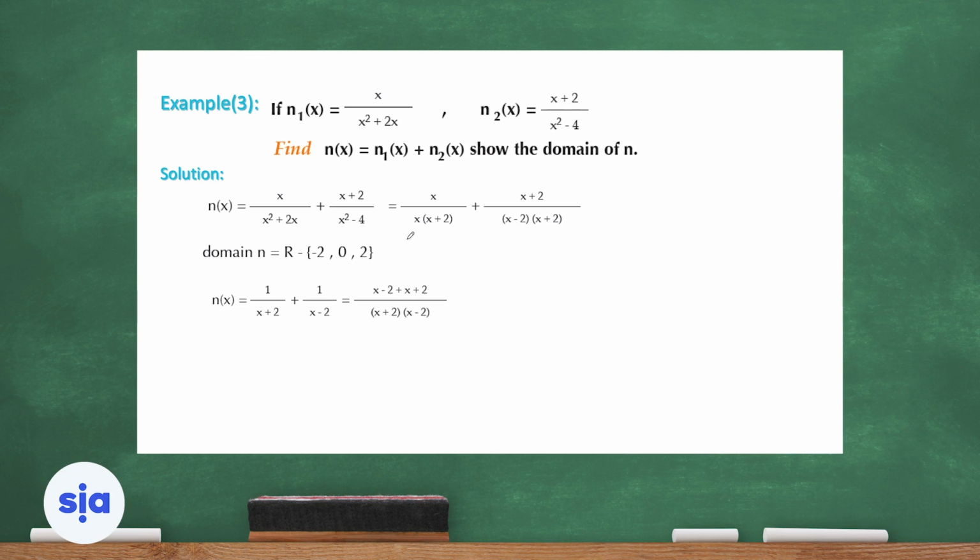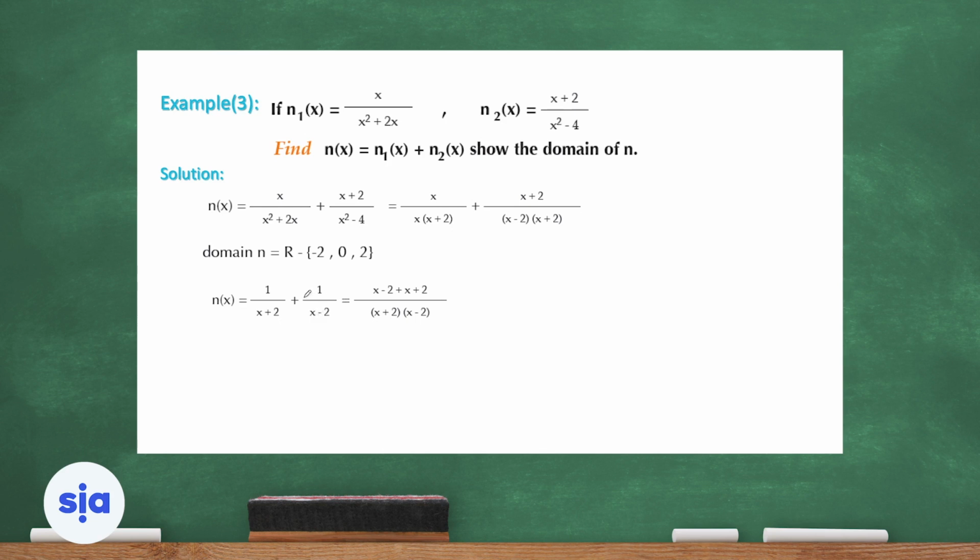So in the first fraction, it will be 1 over x plus 2 plus the second fraction 1 over x minus 2. So in this case, I don't have the same denominator, then I need to get the same denominator. How will I do this?